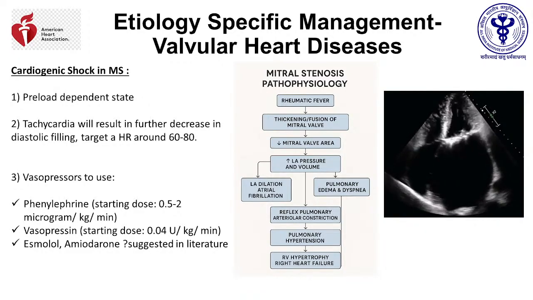Basically, when there is RV failure or biventricular failure. Initially, what happens in MS? Initially there is left heart failure, and then there is RV failure, because pulmonary arterial hypertension develops. Then it becomes biventricular. Even if biventricular failure is there, phenylephrine will be a better choice.